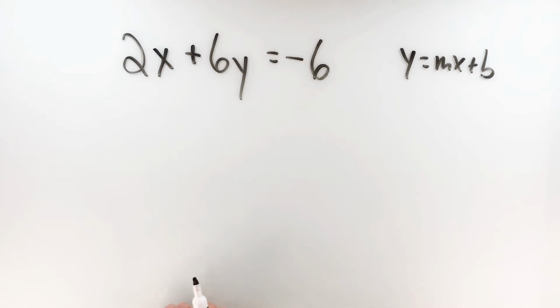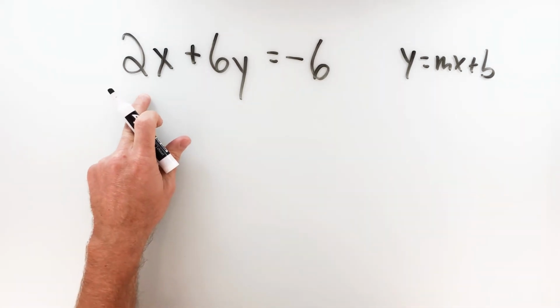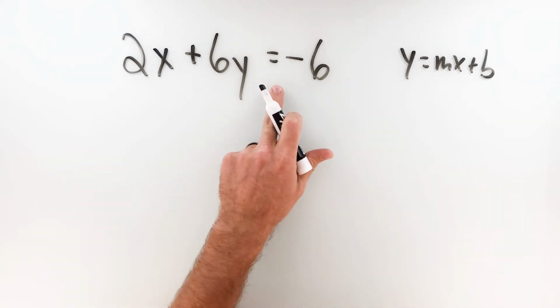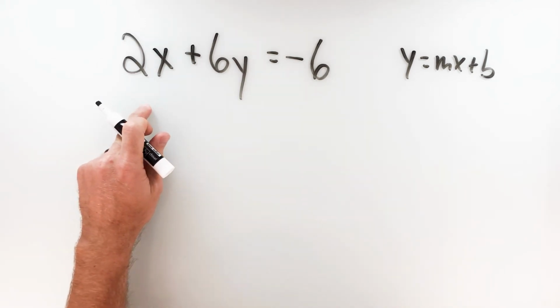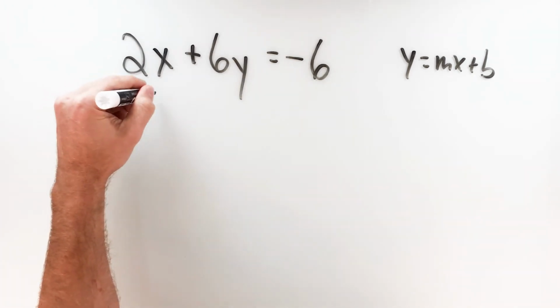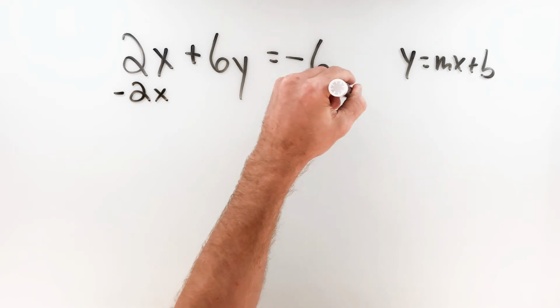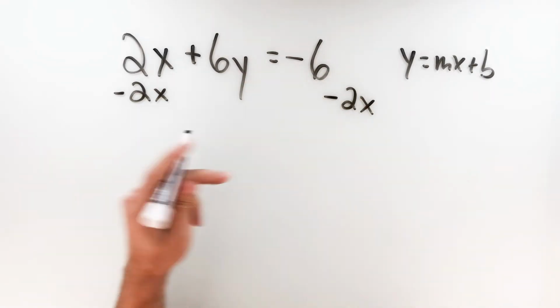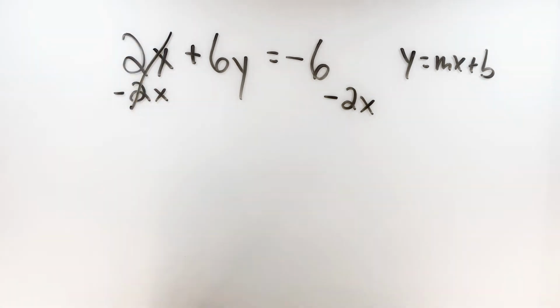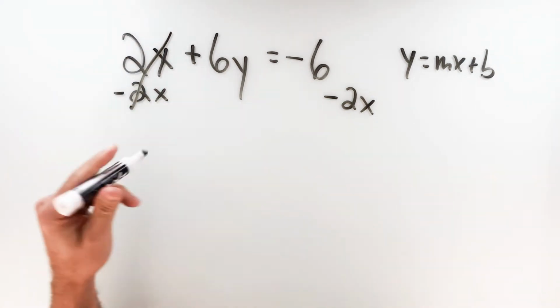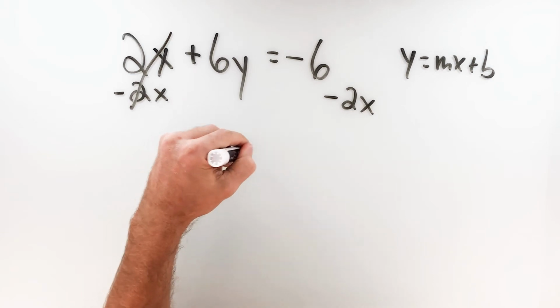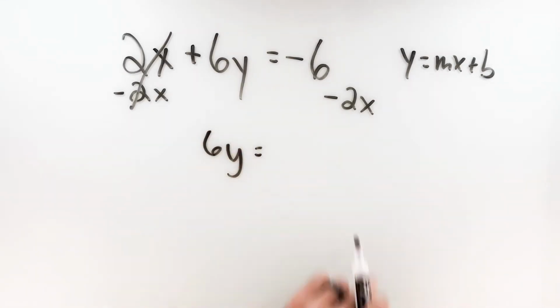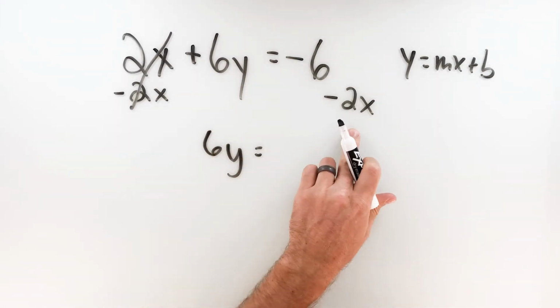So the first thing we're going to do is move the x variable to the other side of the equation. To do so, we've got a 2x here. To get rid of a 2x, we're going to subtract 2x from both sides of this equation. So there's my equal sign, so I'm subtracting it from the left, subtracting it from the right. 2x minus 2x is 0, so that's gone. So on the left, we've got 6y equals. On the right side of the equal sign, we've got negative 6 minus 2x.